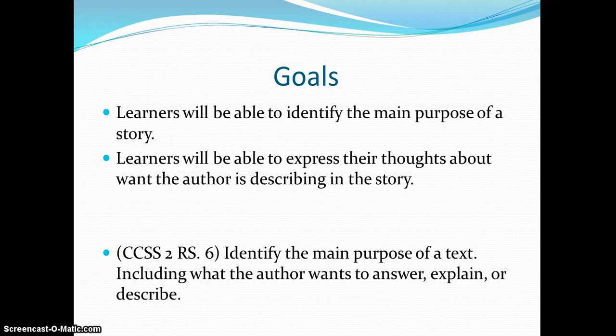Goals. Learners will be able to identify the main purpose of the story, and learners will be able to express their thoughts about what the author is trying to describe in the story. This comes from the Common Core Standards for Reading Standards in Grade 2, Number 6, is identify the main purpose of a text, including what the author wants to know, wants to answer, explain, or describe. So these goals are important because it helps the learner identify what the author is trying to describe, explain, or answer in the text. It's also important to find out the main purpose of the story because it can help the learner be able to identify the problem, the person, or just what the main text is about.